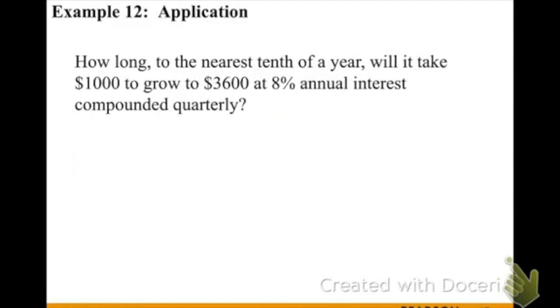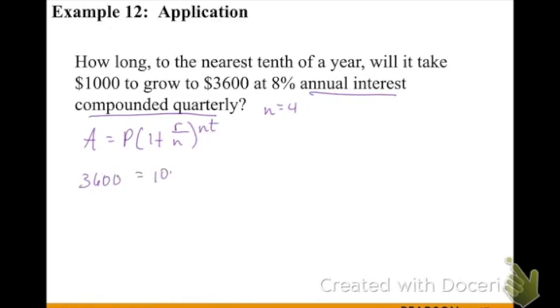Let's look at this application problem. How long, to the nearest tenth of a year, will it take $1,000 to grow to $3,600 at 8% annual interest compounded quarterly? So that means our n will equal 4. And by n, I mean the variable in our periodic interest formula. So let's put in what we know. Our ending amount is $3,600. Our principal is $1,000. Our rate will be 8/100. n is 4. And then what we're solving for is the exponent.